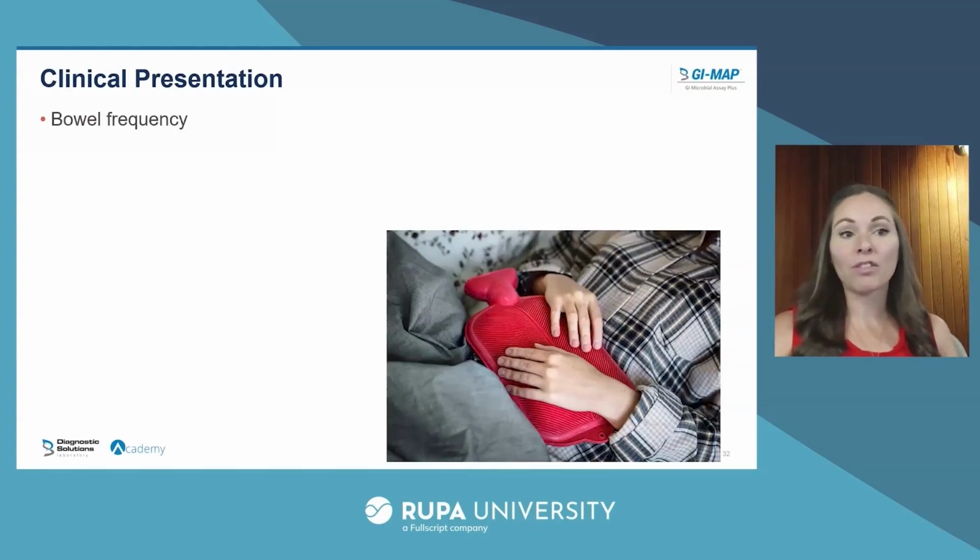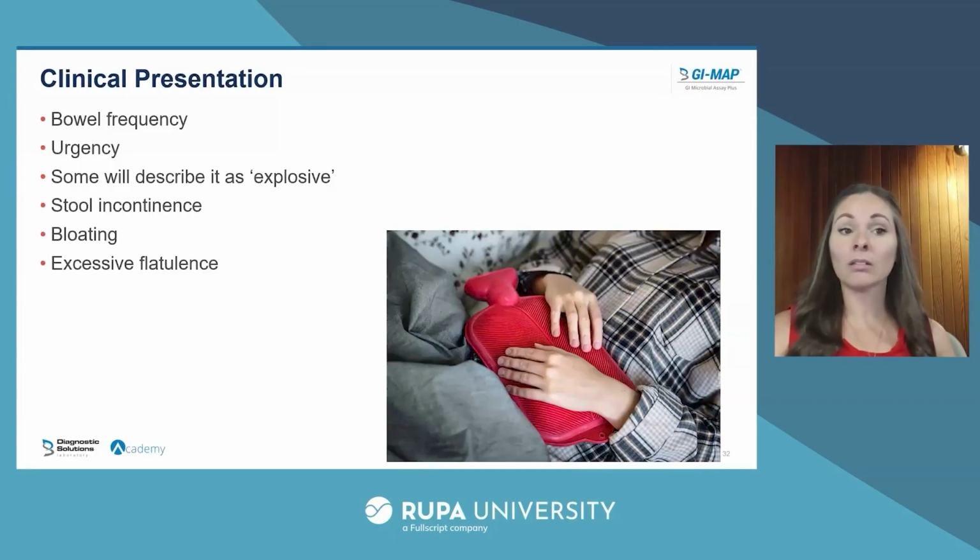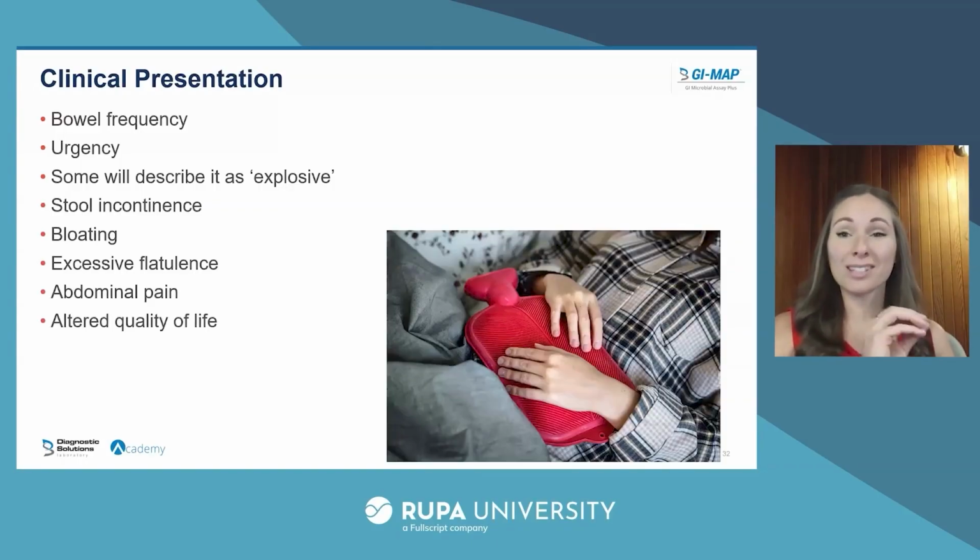So that's going to be bowel frequency, that urgency. Some will describe it as very explosive, stool incontinence for some, bloating, excessive gas, abdominal pain. All of this results in this last one, which is huge, this altered quality of life. So think about your population of IBS-D people, where they have a hard time leaving the house. They need to know where the bathroom is. All of these things really impact how they can move through the world. And so we can have a big impact on that.